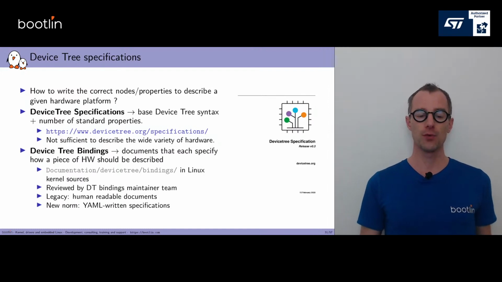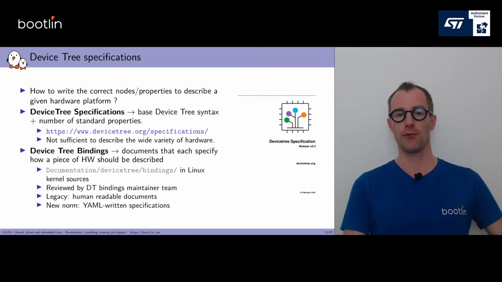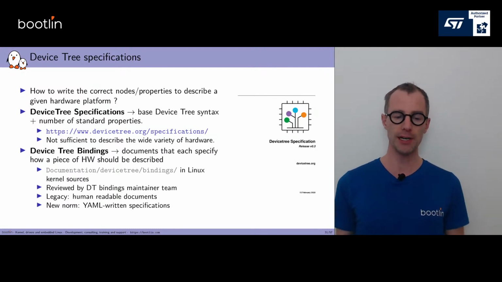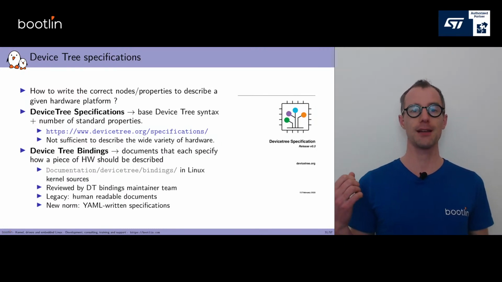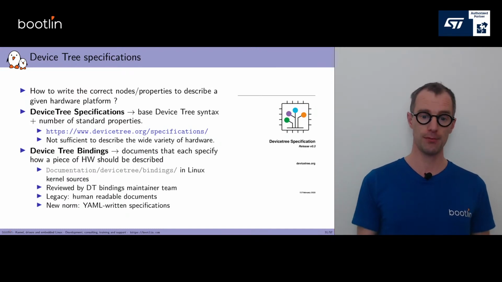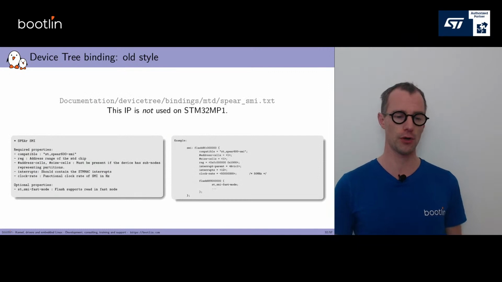In the past, those documents were written just as basic human readable text documents. And since a few years, we have moved to using instead device tree bindings written in YAML so that they can be machine parsable. So let's have a look at a few of those documents.